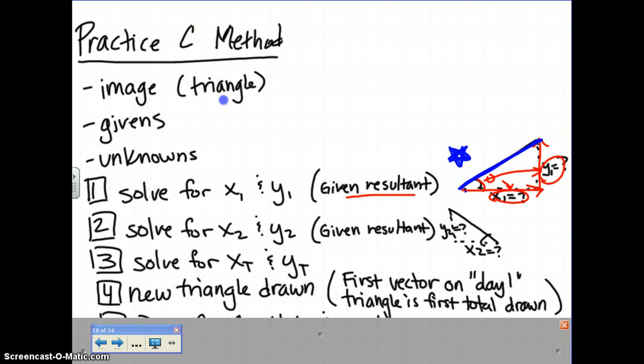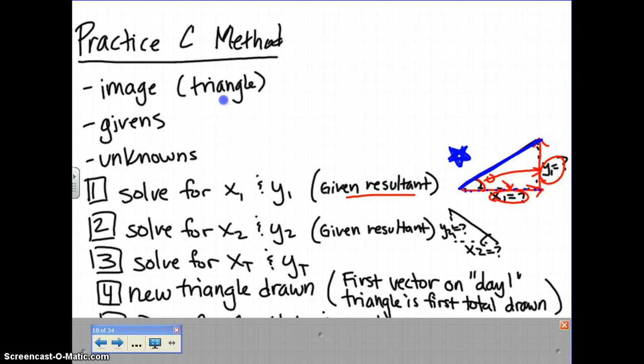Since you first had to travel x, that means x total is what you want to draw first. So the way that you figure out whether you want to draw x total or y total first for your new step 4 triangle is you ask yourself, looking at my day 1 triangle, which x or y vector did I draw first? If you drew x first, then x total should be drawn first. If you drew y first on your day 1 triangle, then y total should be written first.